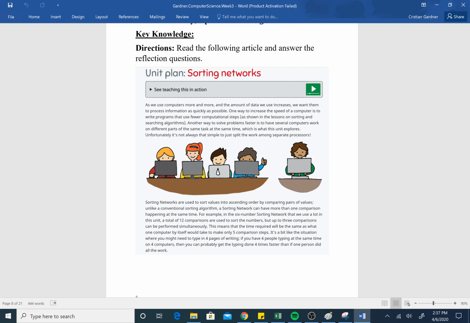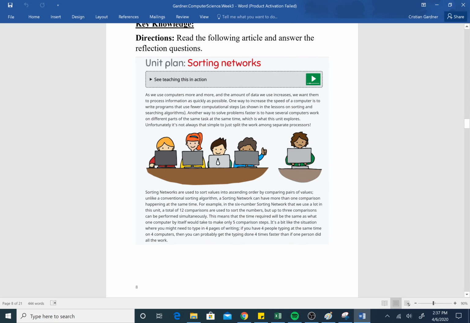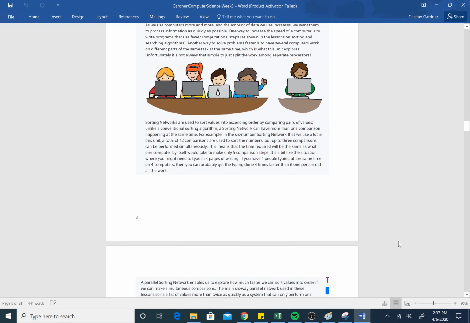As we use computers more and more and the amount of data we use increases, we want them to process information as quickly as possible. One way to increase the speed of a computer is to write programs with fewer computational steps. Another way to solve problems faster is to have several computers work on different parts of the task at the same time, which is what this unit explores. Unfortunately, it's not always that simple to just split the work among separate processors.